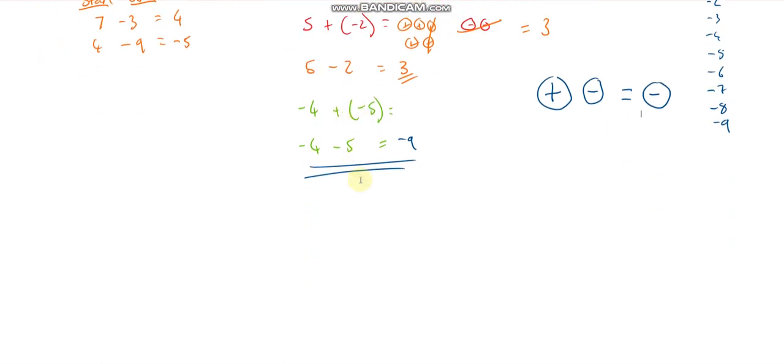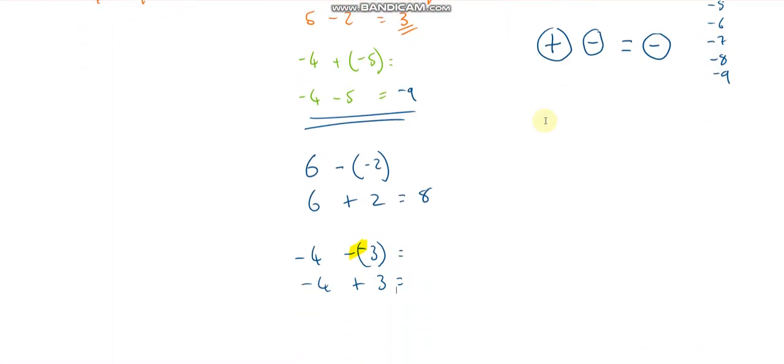The other thing you might get is taking away a negative. So say I've got 6 and I'm going to take away negative 2. Well, this rule is 2 negatives make a positive. 2 negatives make a positive when they're right next to each other. So if I was to say negative 4 take away negative 3, well, these two negatives that are next to each other, they make a positive. So that'll be negative 4 plus 3. And all you do is say, well, I'm starting at negative 4 on the number line, and I'm going to go up 3. Go up 1, 2, 3. That gives me negative 1.